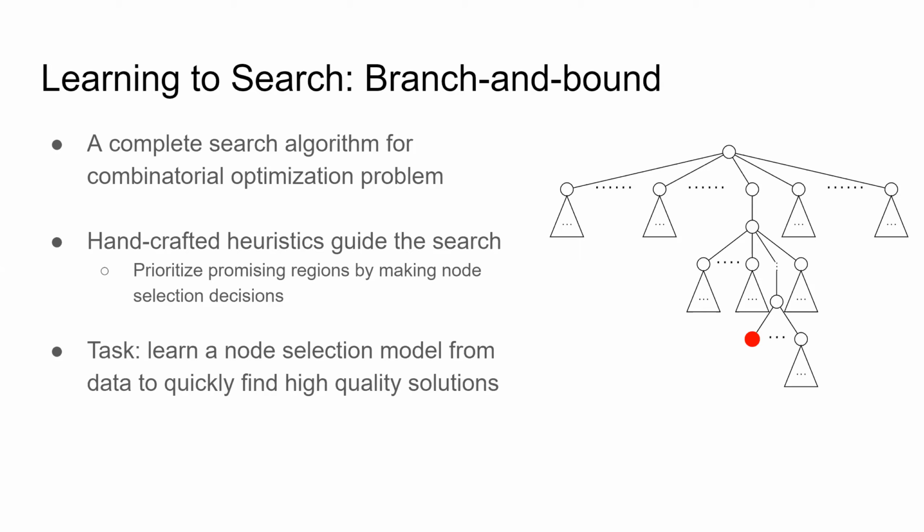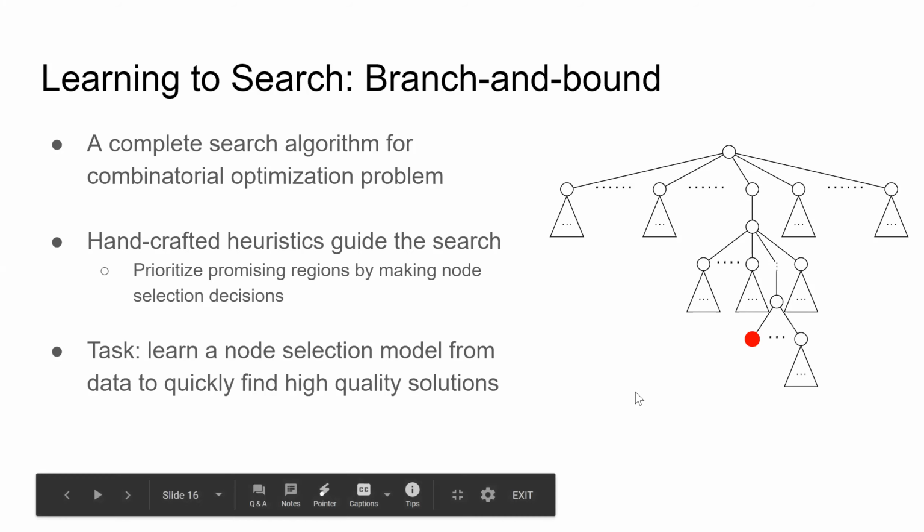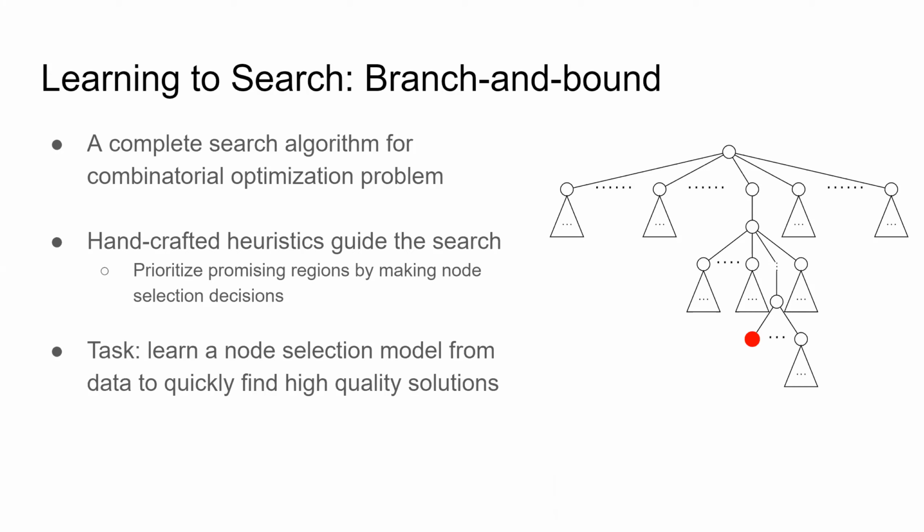In this context, we're learning a node selection model. Given a list of open nodes in the search tree, which node should I investigate next in order to find good solutions? And as you can see, we're not aiming to find the optimal solution, because as a caveat of those heuristics, we might need to sacrifice optimality to trade off for speed for high quality solutions.